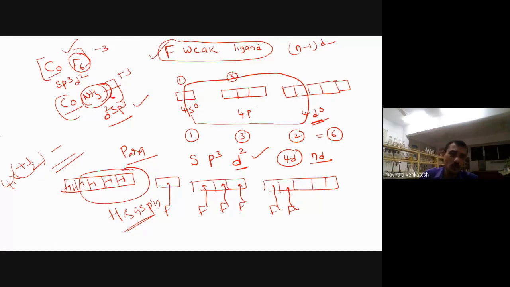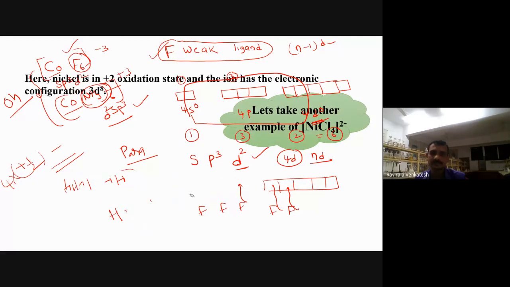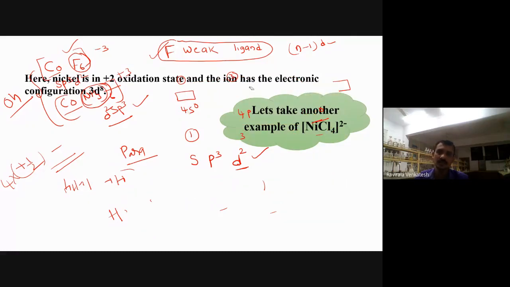One more thing: both will have octahedral shape. Remember, whether it is sp3d2 or d2sp3, the shape will be octahedral only. Right? Now let me take the next example here. One more example I will take. We'll finish this one. This is the last one. Later you do homework.